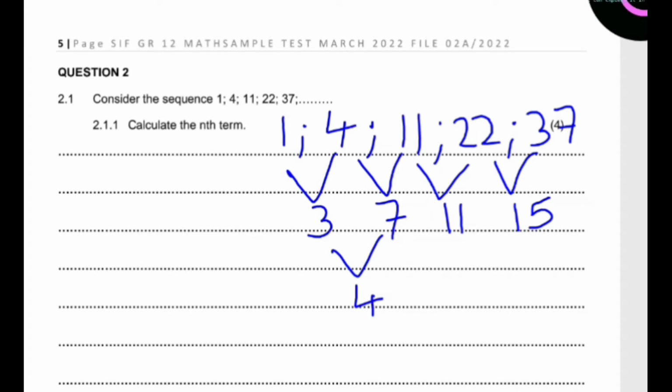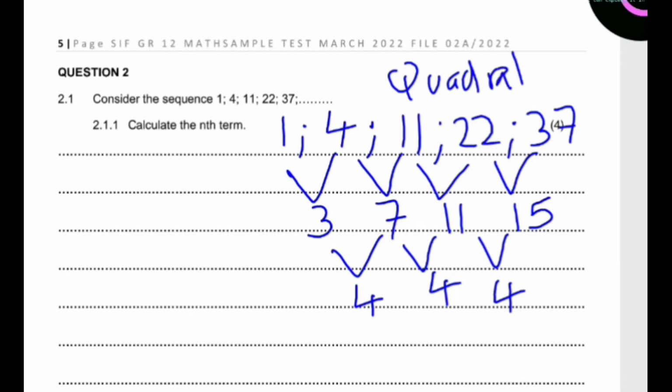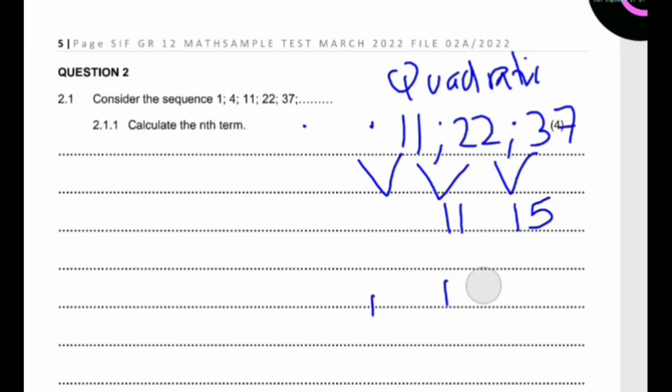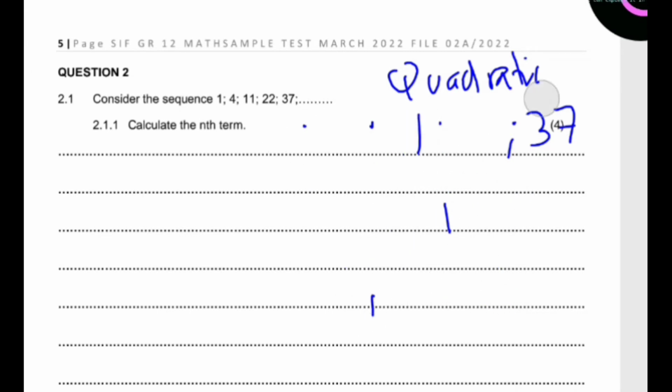7 minus 3 is 4. 11 minus 7 is 4. 15 minus 11 is also 4. So the second difference is common. So this is quadratic. Sometimes examiners can just give you a sequence and they want you to figure out whether it's a quadratic sequence, an arithmetic or linear sequence. So we have discovered it's a quadratic sequence, and the second difference is 4.